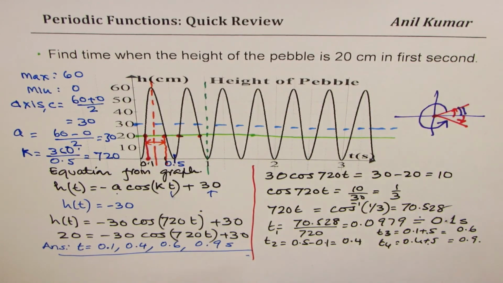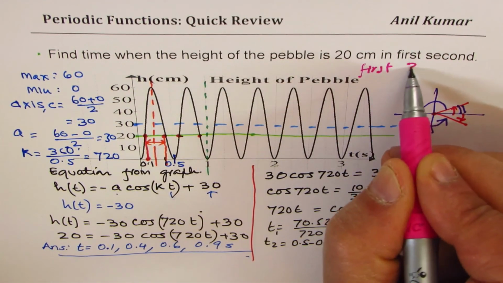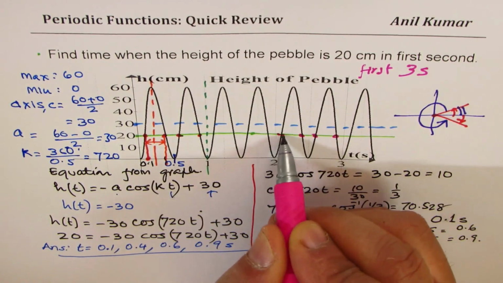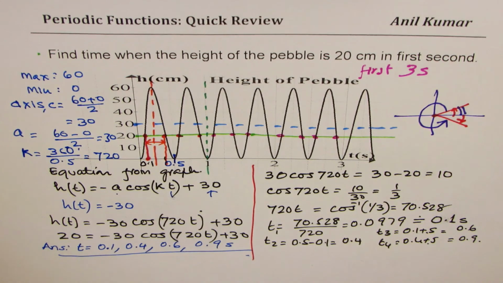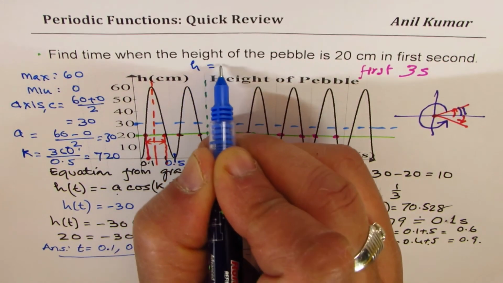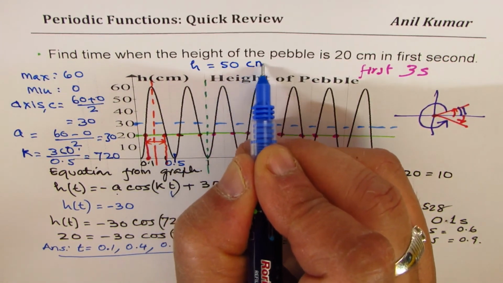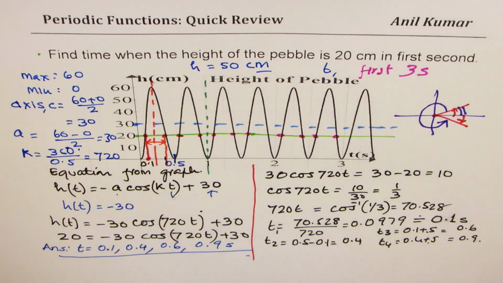Now, as an additional question, I would like you to do it in first 3 seconds, right? So I'd like you to extend it up to here, find all these points also, right? So that will be a great exercise for you. You could take, instead of 20, you can say, when will the height be 50 centimeters? Is it okay? And find time in first 3 seconds. That could be a question for you to work on.